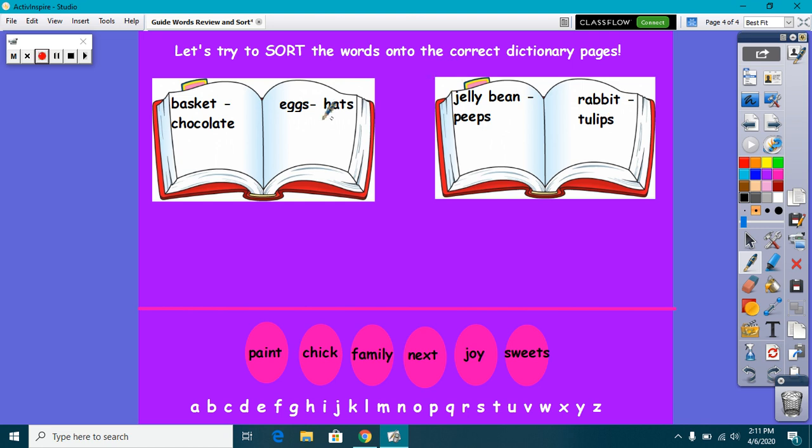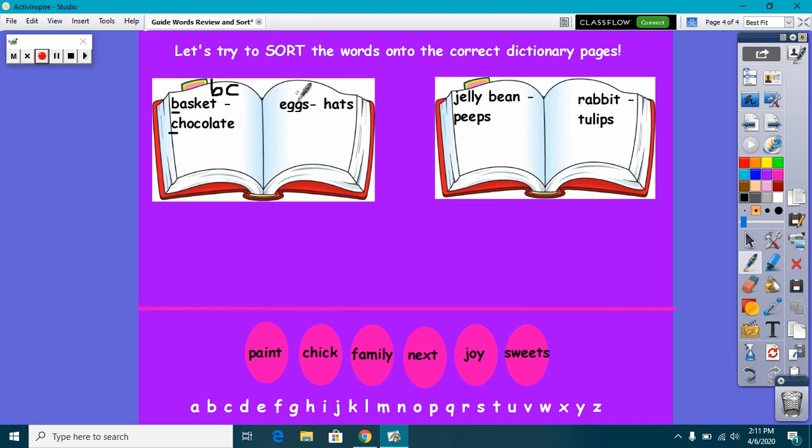So I'm going to use my pen before we sort. I'm going to think about what kind of words will be on each page. On this first page, we've got basket that starts with a B and chocolate that starts with a C. So we're going to have some words that start with B and then some words that start with C. All right, that's easy enough.